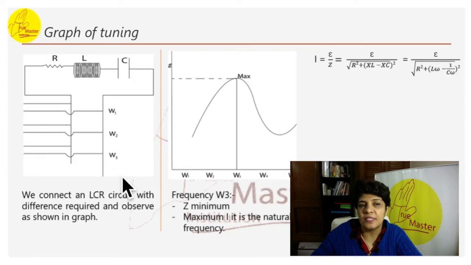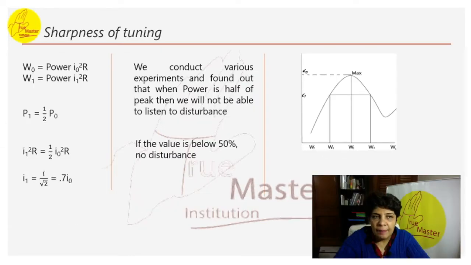This tuning concept is the same in radio receivers. That is, Z is minimum and I is maximum. So I is maximum and this is the omega 3 frequency level. So current has to be maximum. Under sharpness of resonance, we have talked about the amplitude of current. It is maximum when the impedance Z is minimum.